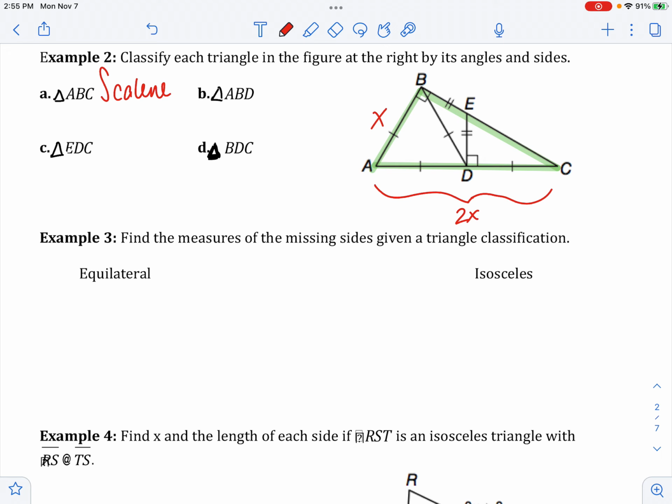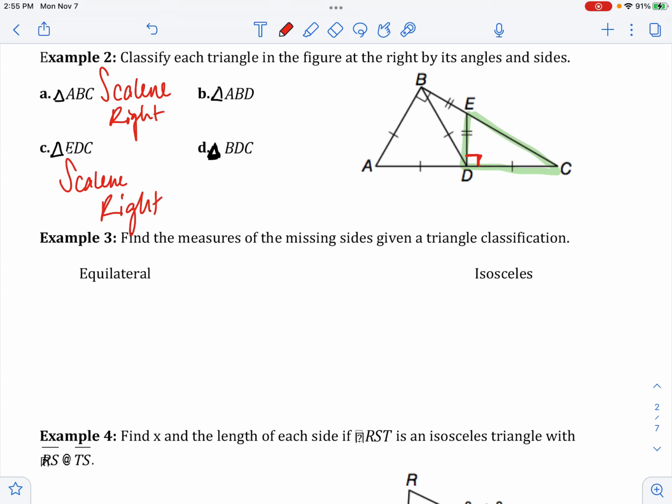And then classifying by angles, that looks like it's acute. Angle C looks like it's acute, and then angle ABC also looks like, well, actually that one looks like it's a right angle, so that would be a right triangle. So a scalene right triangle. EDC, all of these are marked differently. So these all have different markings, they're all different lengths, but there is a right angle, so that should be scalene right as well.